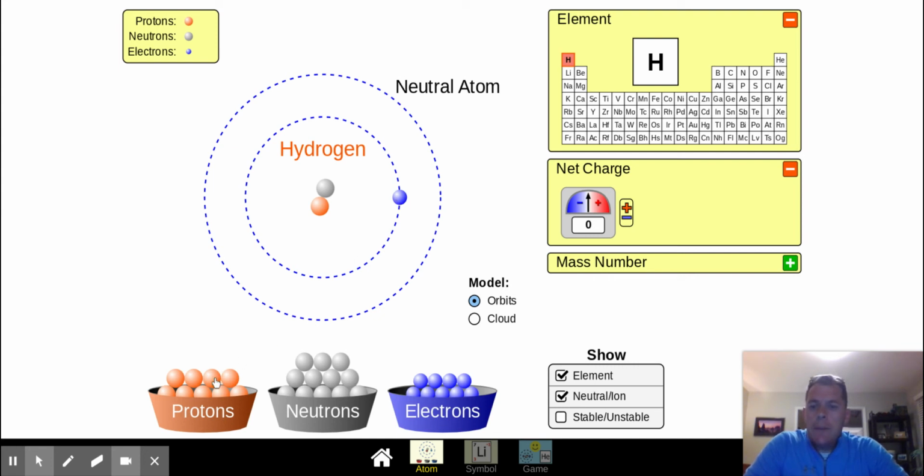Now watch what happens when I add another proton and another neutron and another electron. Now I no longer have hydrogen, I now have helium. Helium is number 2 on the periodic table, or the atomic number of 2. All right, that means it has 2 protons, 2 neutrons, and 2 electrons.